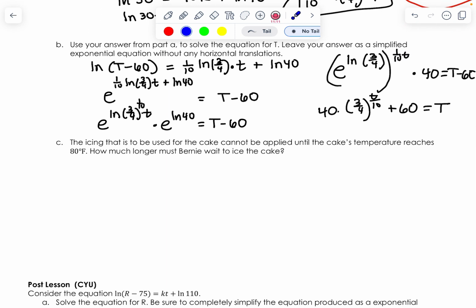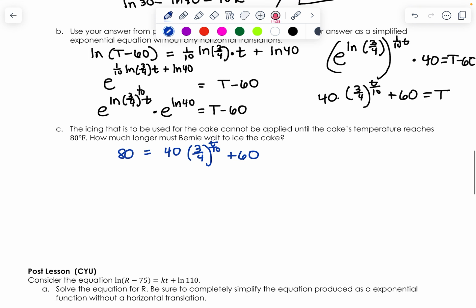All right, letter C. The icing that is used for the cake cannot be applied until the cake's temperature reaches 80 degrees Fahrenheit. How much longer must Bernie wait to ice the cake? So this time what we're going to do is let capital T be 80. We're going to use our condensed formula and just solve this for t. So I subtract 60 from both sides of the equation. I divide by 40.